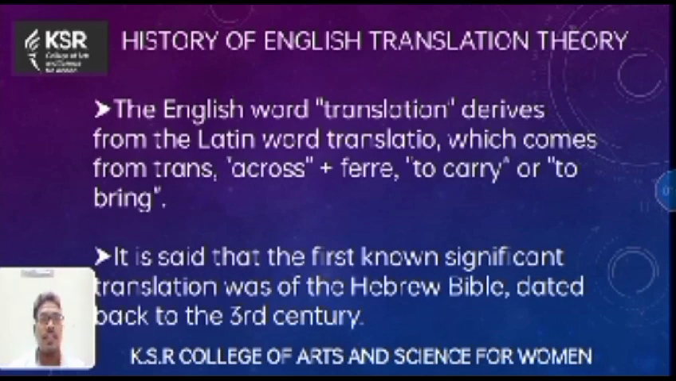The English word translation derives from the Latin word translatio, which comes from trans, meaning across, plus ferre, to carry or bring. That means the word translation comes from the Latin word, meaning it carries something from a foreign language. It is said that the first known significant translation was the Hebrew Bible, dated back to the 3rd century. The first translation work was dated from the 3rd century itself, and now we are in the 21st century.